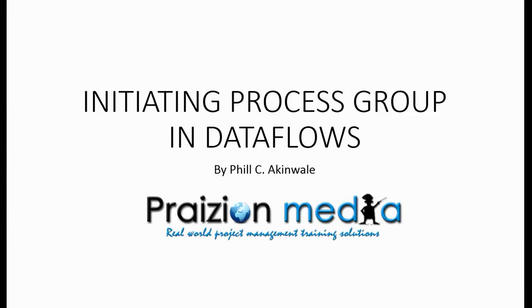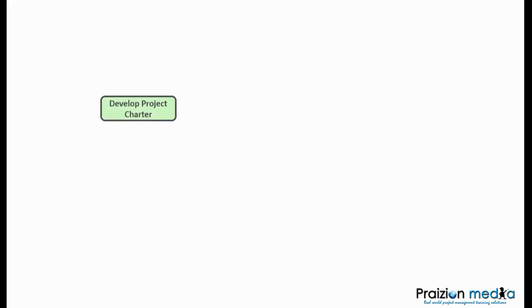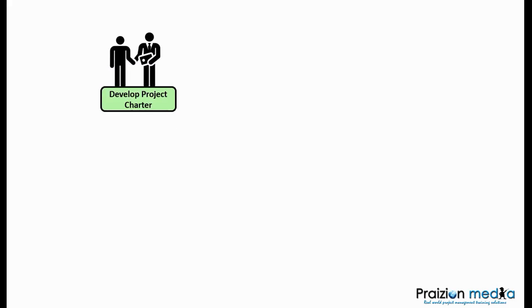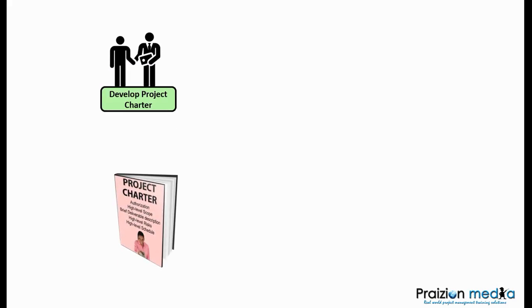Today we're taking a look at the initiating process group. In initiating, we have two processes. We have the develop project charter process, and as the name implies, this is where the project charter is developed. So we get a project charter which authorizes the project, which authorizes the project manager to apply resources to the project. We get that project charter out of the develop project charter process.